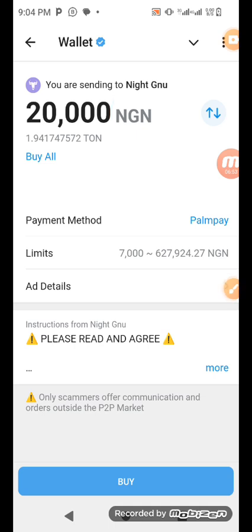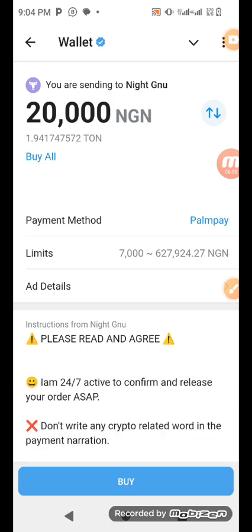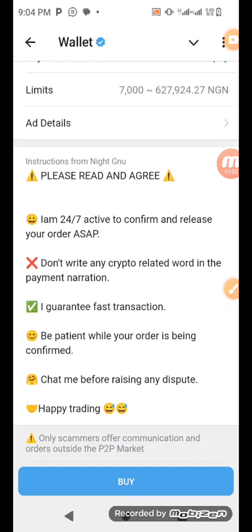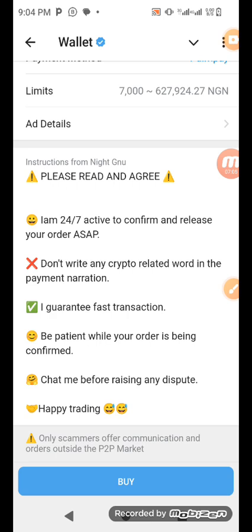I'm going to read the ad details. This person says I should read. Look at it, you must read this. I am 24/7 active to confirm and release the order. While sending this money, don't write any crypto-related word in the payment narration. If you do it, you are gone. Pay attention to these details. I guarantee first transaction. Be patient while your order is being confirmed. Chat me before raising any disputes. Happy trading.